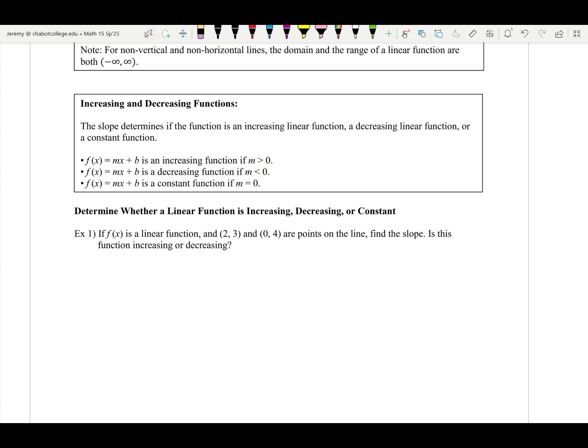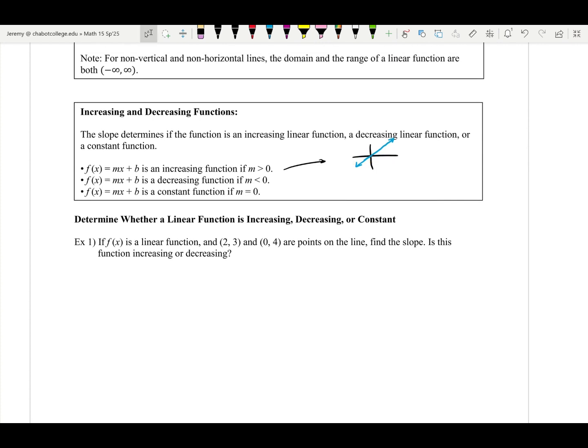So if the slope is a positive number, over here I'll do a little sketch of what that graph will look like. It will look something like this. As we look at this graph, as we read it from left to right, that's the way that we read graphs, if we see that the y values are increasing, looking at each of these ordered pairs as we go from left to right, if the y-coordinates are getting larger, that's what we call an increasing function.